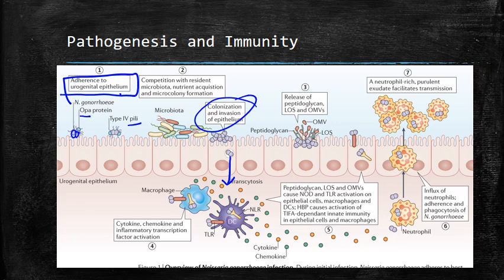Now you have these things known as LOSs. These are just lipooligosaccharides. You also have some other PAMPs, right? So pathogen-associated microbial products like peptidoglycan that are going to be picked up by pattern recognition receptors of the innate immune response in the epithelial or beyond the epithelial space, okay? And that's going to lead to cytokine, chemokine, and inflammatory responses, okay? So namely TNF-alpha, that's going to be your big culprit here. It's going to cause most of the symptoms associated with gonococcal disease.